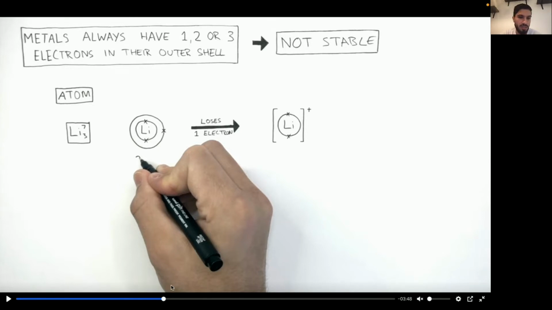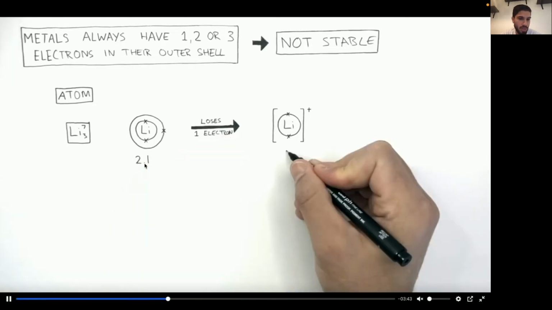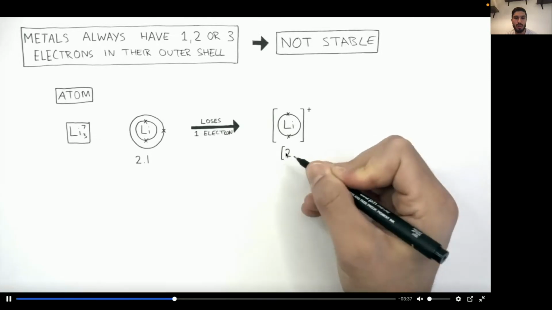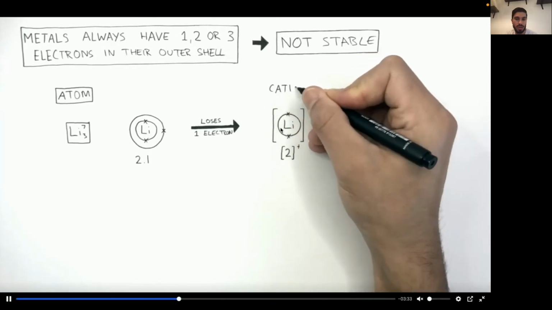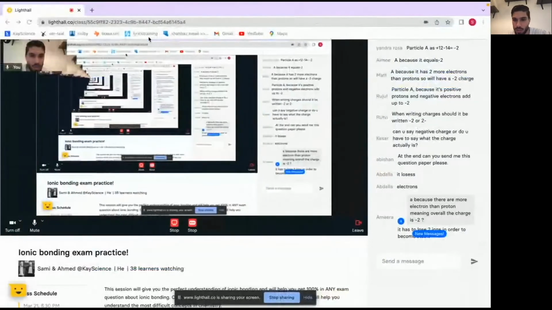So now look, this lithium atom, if we write the electron configuration, it is 2.1, not a decimal place, 2.1. And the electron configuration of this lithium ion is 2, and then brackets, plus. This shows us that 1 electron has been lost. And this is the cation. A cation is positively charged. Any questions so far?